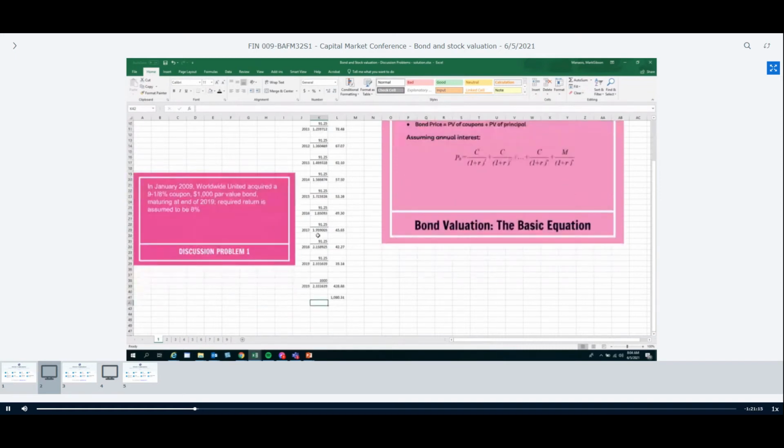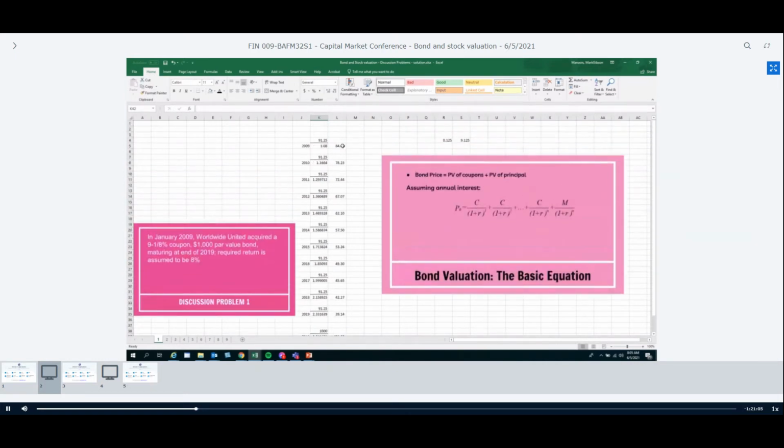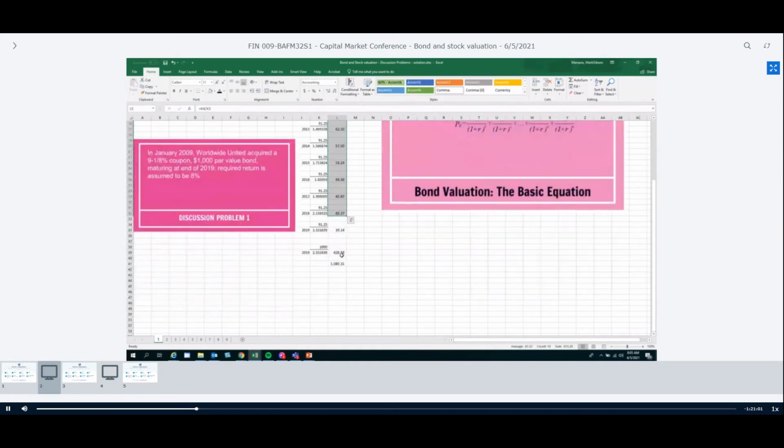So now to calculate the price of the bond, we have to add all of this, no? So present value of the interest or coupon plus the present value of the bond itself. No? So that's 1,080.31.